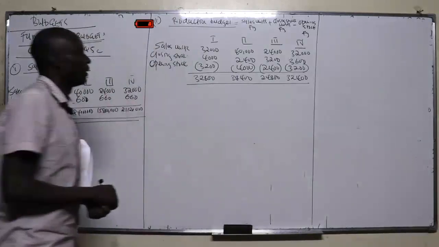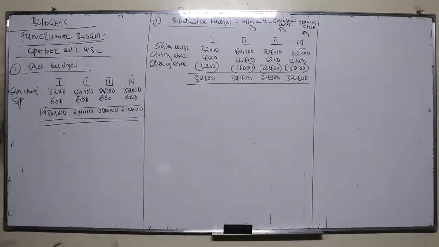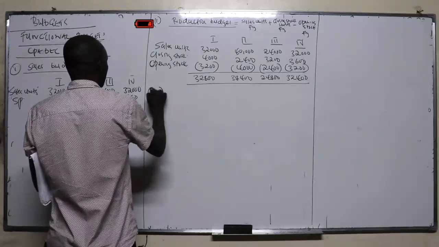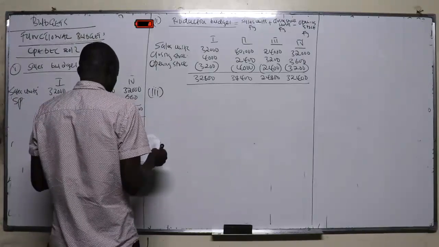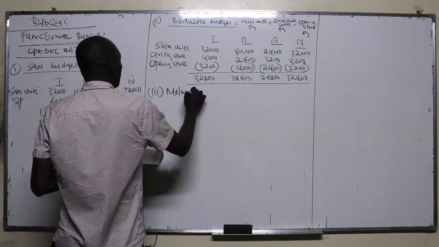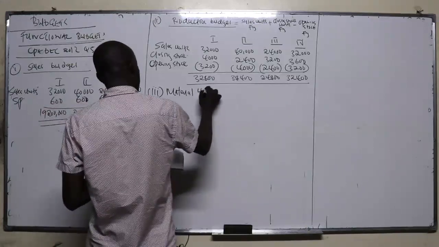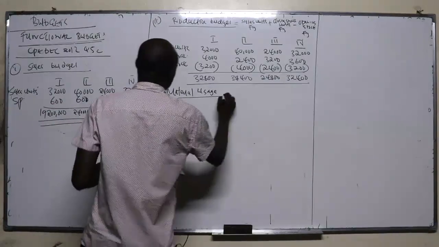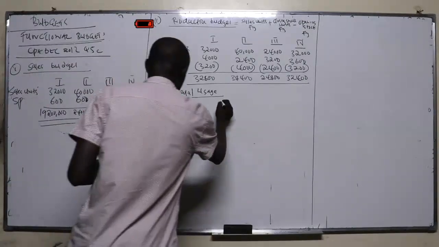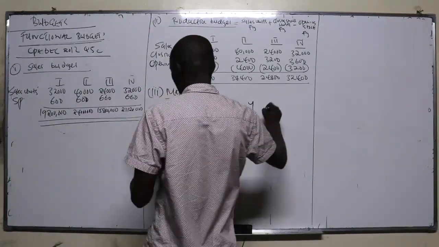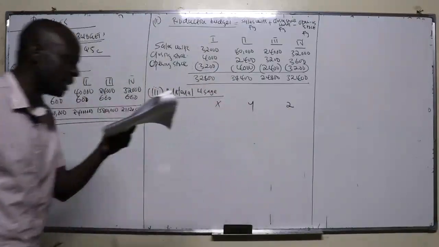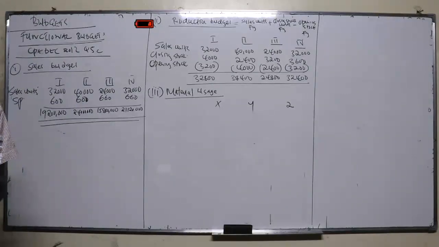So that is a production budget. So, number 3, what do they want us to do? Material usage. They have 3 kinds of materials. They have material X, that one will be the title, material X, material Y, and material Z. So they want us to prepare a material usage budget in units for each quarter, isn't it?